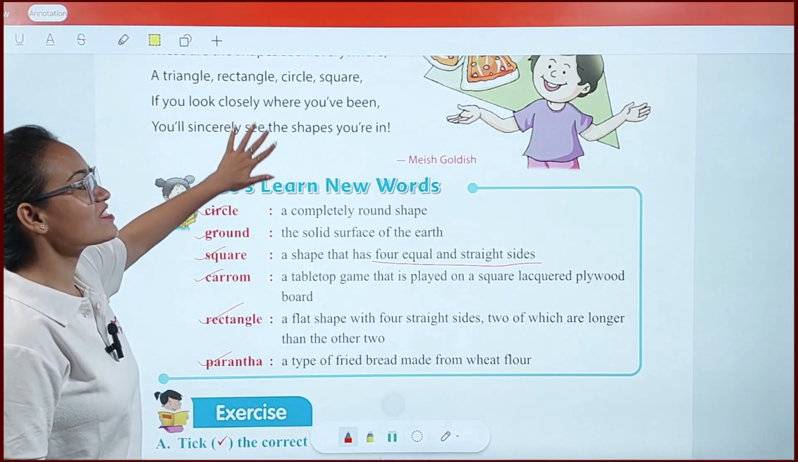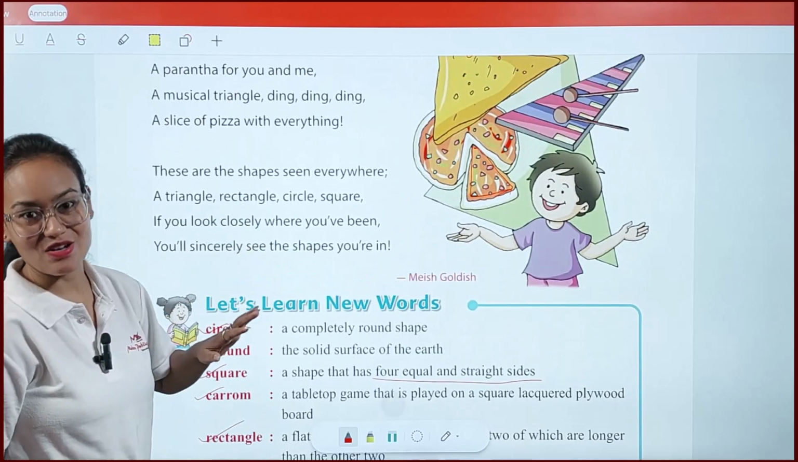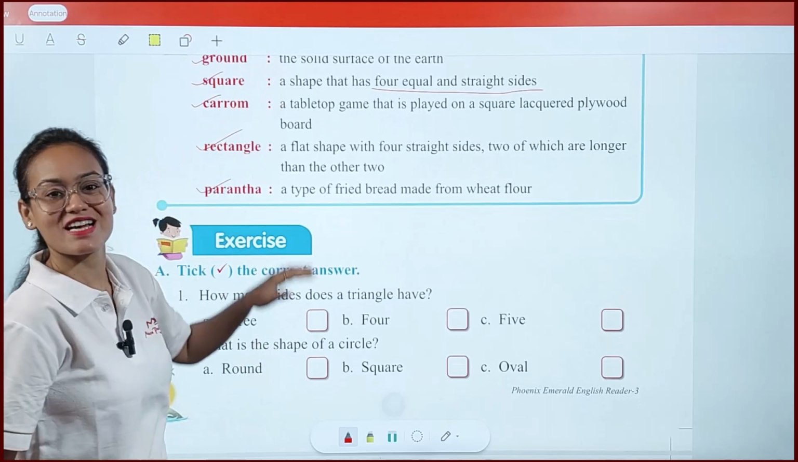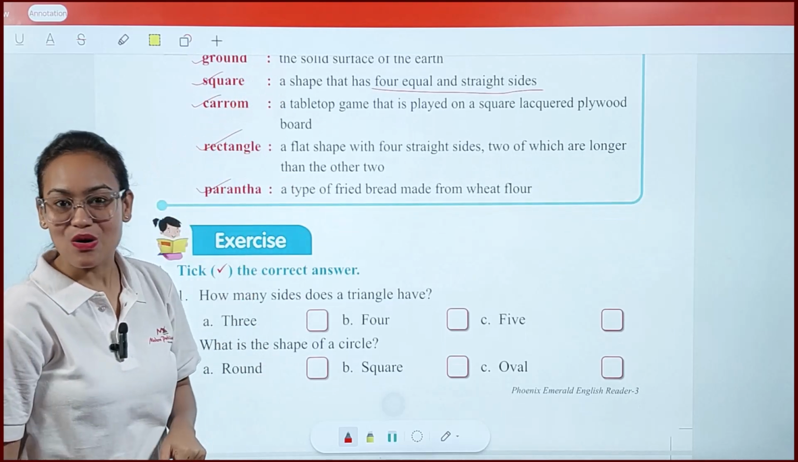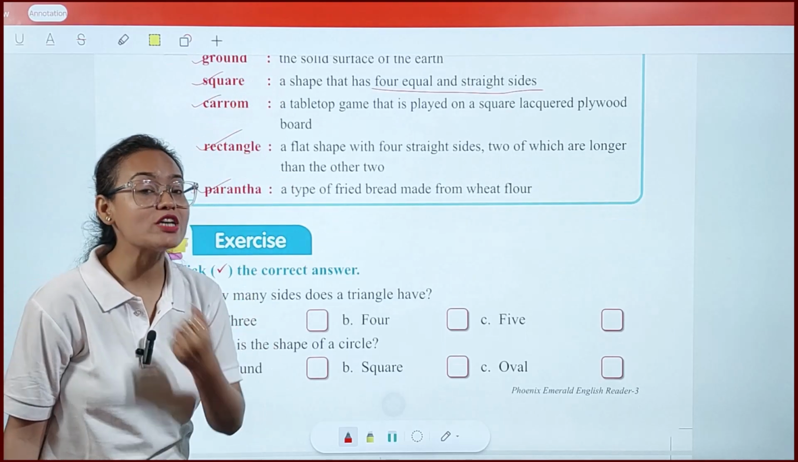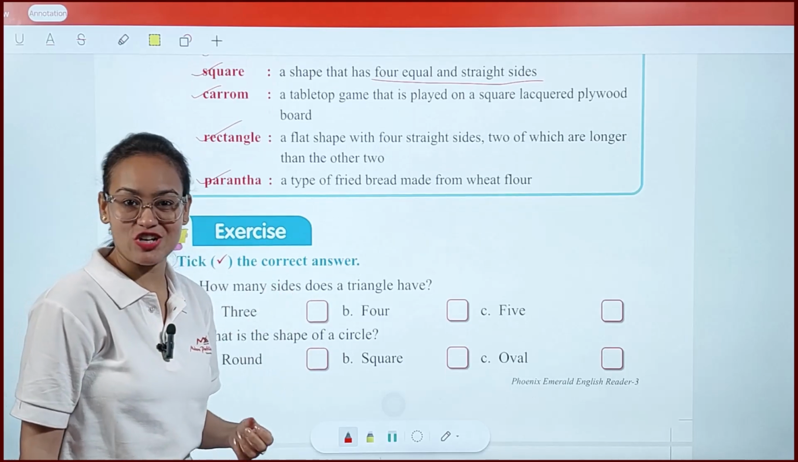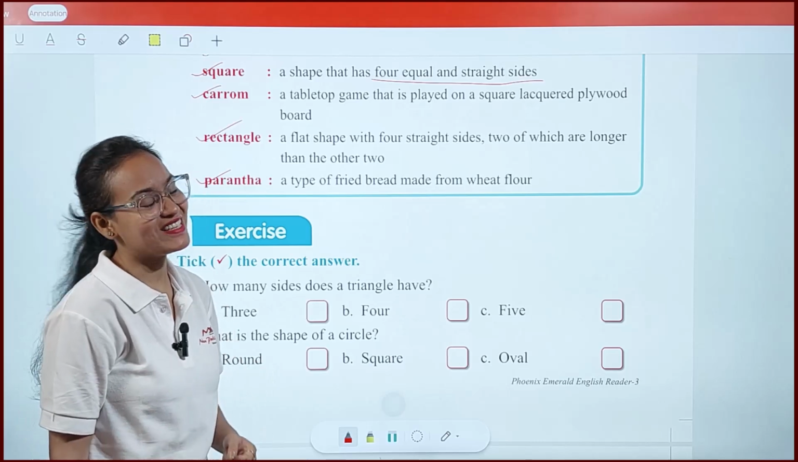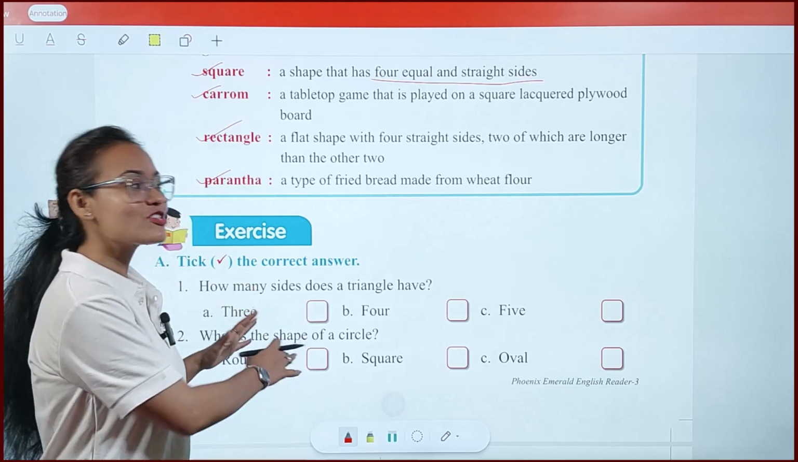So, my dear students, this is all in this chapter. Go thoroughly through this chapter and complete your exercises based on this chapter. Through this chapter, you are going to learn different types of shapes which you can see around yourself each and every day. So this is all for today's session.